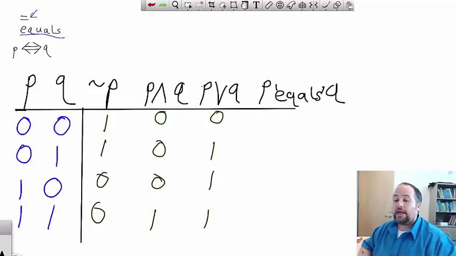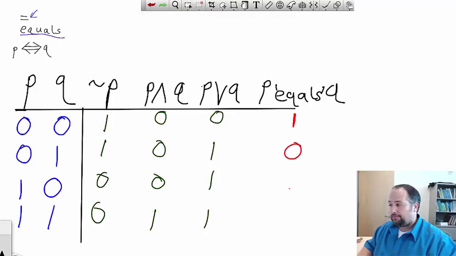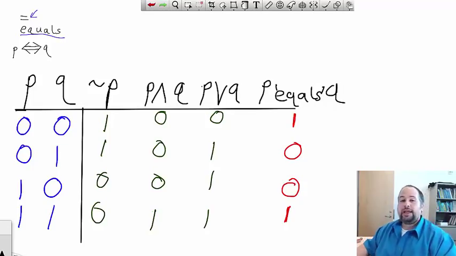So P equals Q is true if and only if P and Q are equal. Is 0 equal to 0? Yes, it is. So that's true. Is 0 equal to 1? No, it is not. Is 1 equal to 0? No, it is not. Is 1 equal to 1? Yes, it is. So P equals Q is true if and only if both P and Q are equal. And obviously, we're using it in that sense.